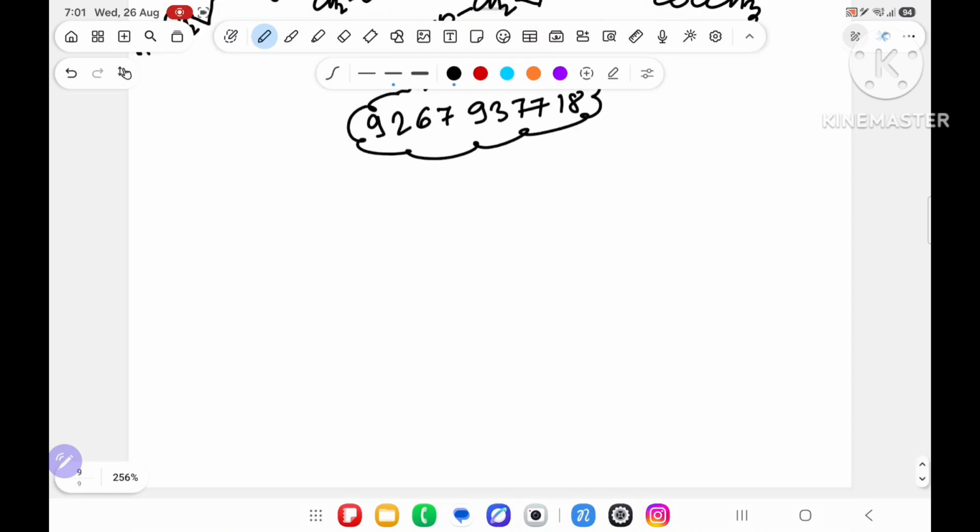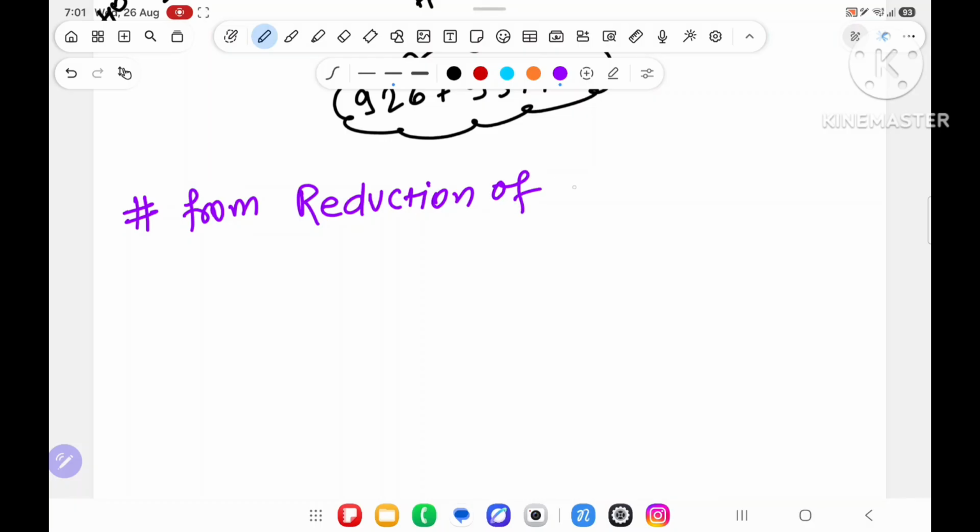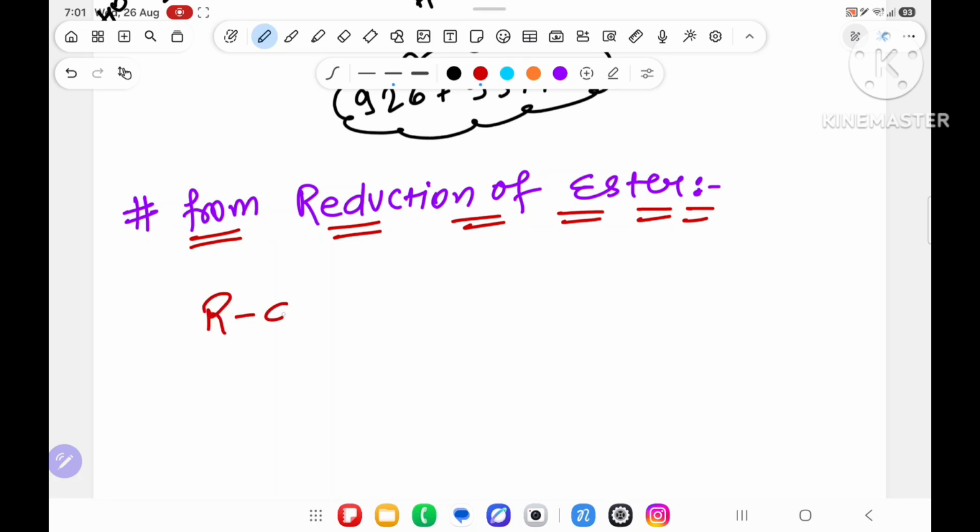Okay, sir. Now, the next part of the topic, and the name of the topic is reduction of ester. Just see it very properly. Yes, sir, we are seeing it. Why are you saying see it very properly? Okay, sorry. Now, over here, we have R, C double bond O, O, R dash.